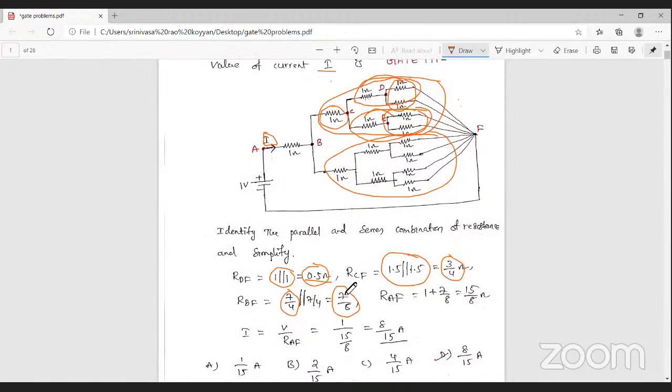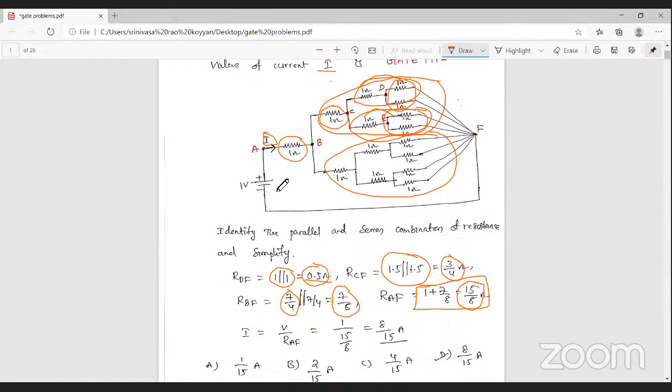Finally, you can get 7 by 8 ohm resistance in series with the 1 ohm resistance. So that final resistance is 1 plus 7 by 8, finally 15 by 8 ohm resistance. This is the total resistance.